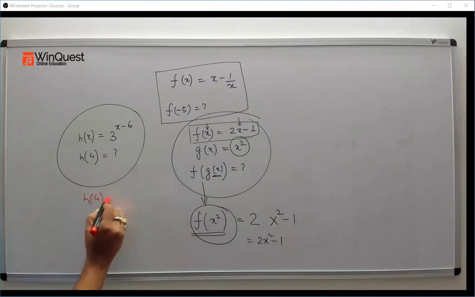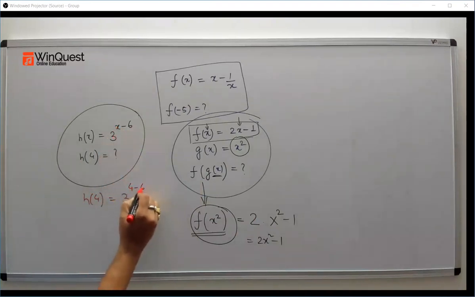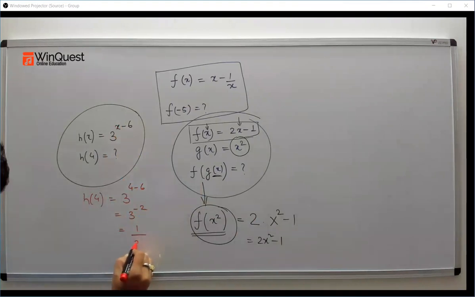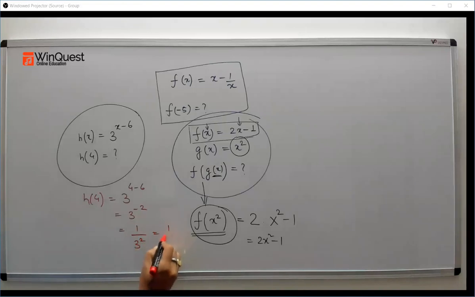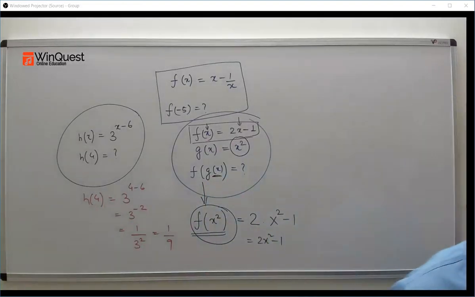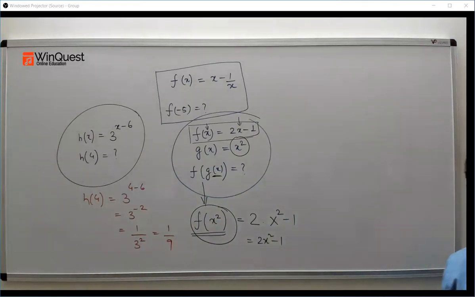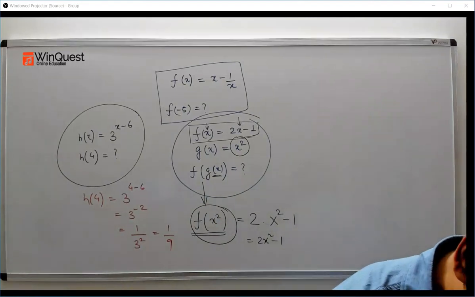H4 is nothing but, I'm going to substitute instead of this x, I'm going to substitute this, 3 to the power minus 2. 3 to the power minus 2 is nothing but 1 by 3 square. This becomes 1 by 9. Is everybody clear on this? Okay. Anybody who has any doubt here in this particular problem?